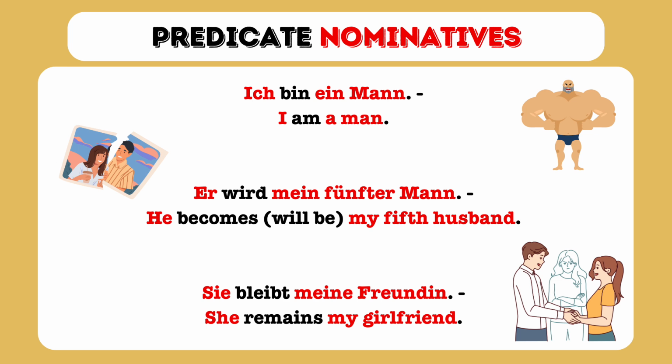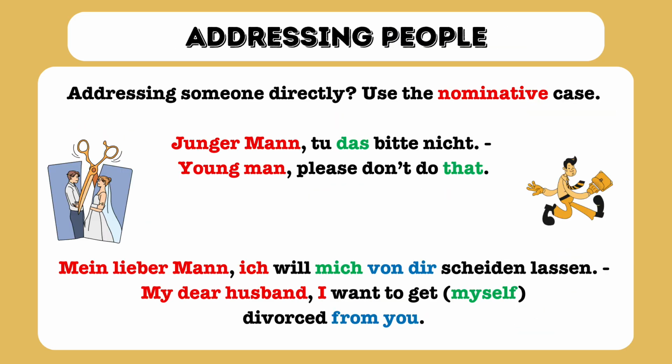Sie bleibt meine Freundin. She remains my girlfriend. Again, it's basically the same thing if you said she equals my girlfriend. Another use for the nominative case is when you're directly talking to someone.